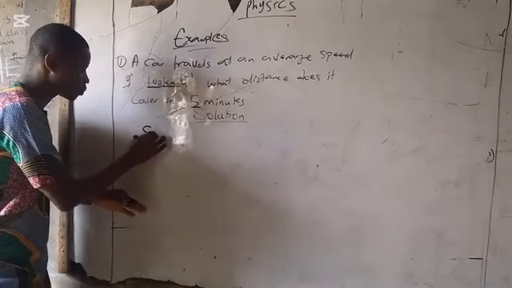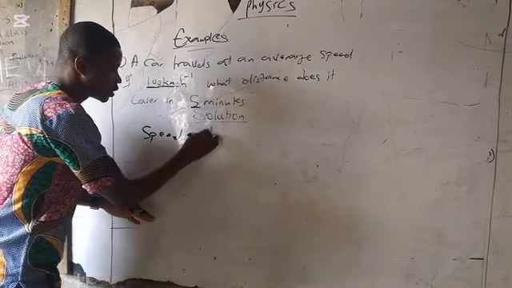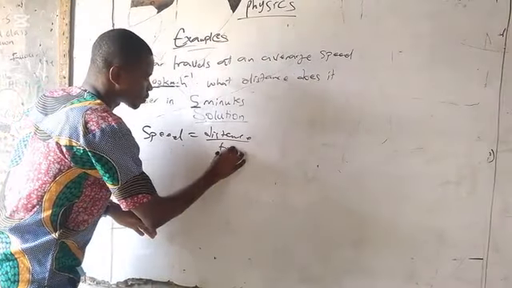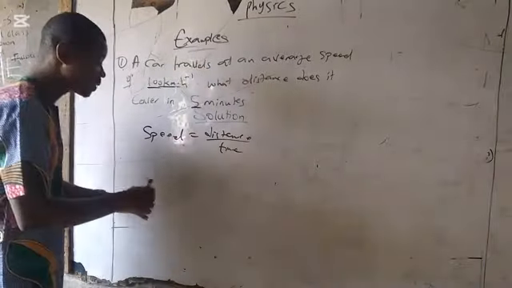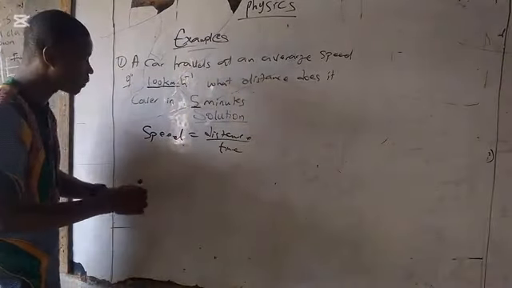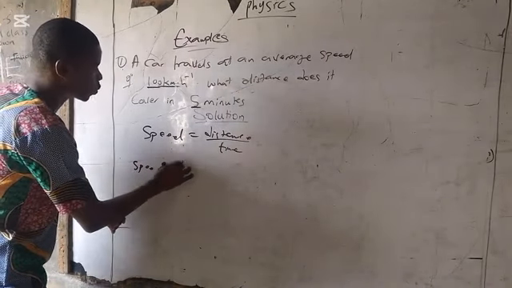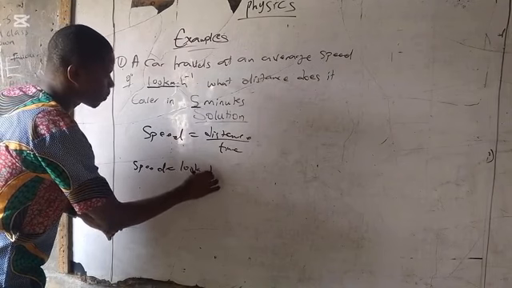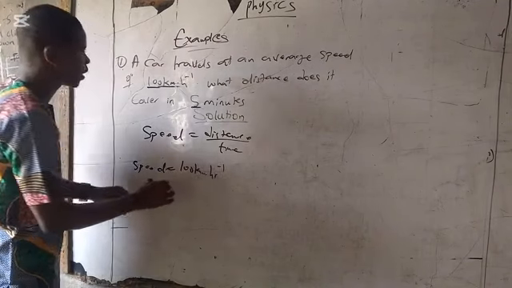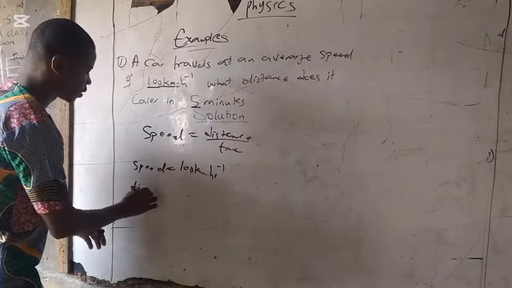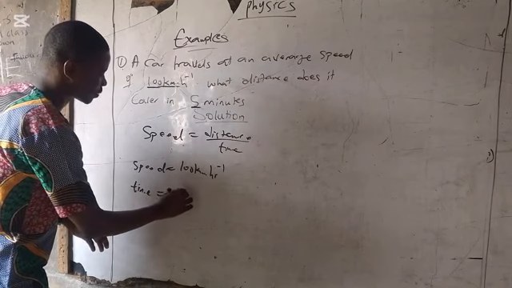Remember the formula for speed. Speed equals distance over time. Okay, take note of this formula. Speed is equal to distance over time. So from what we have, they gave us speed to be equal to 100 km per hour. And then they gave us time to be equal to 5 minutes.